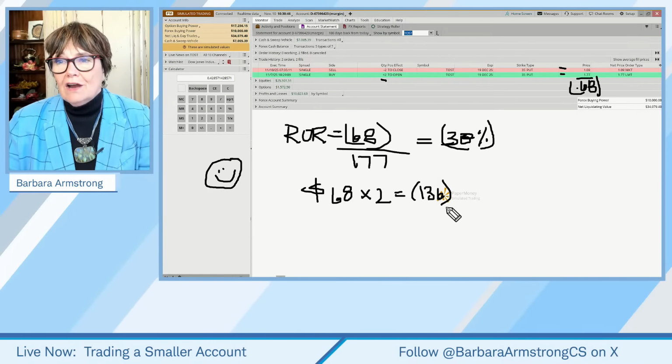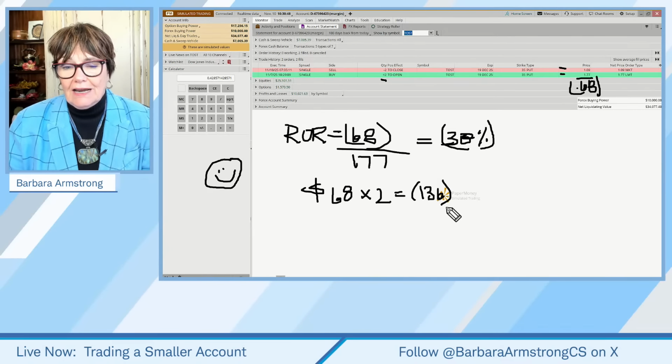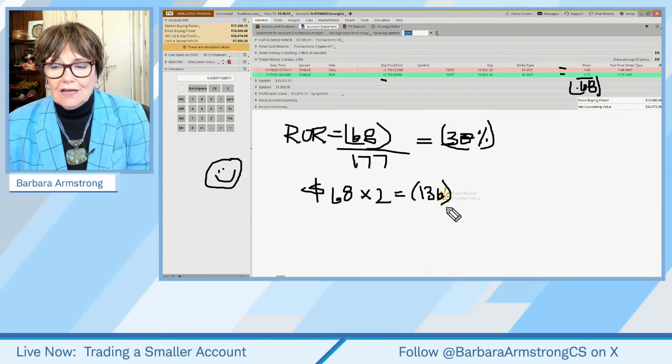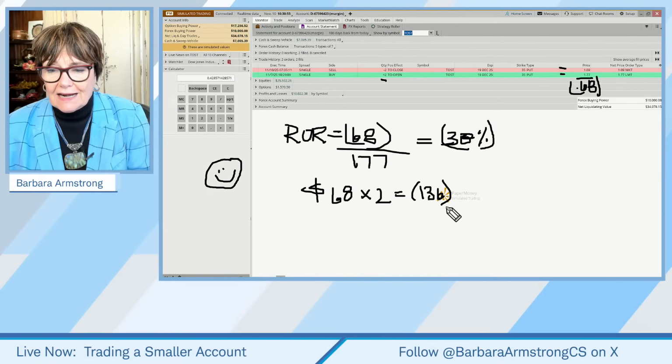Where I think it's an unsuccessful trade is if you place the trade and then you don't follow the guidelines or the rules that you have set up.